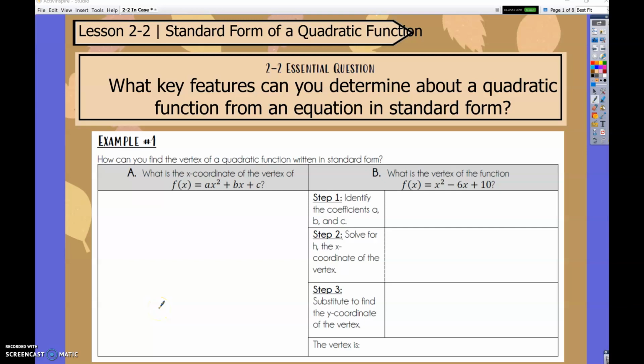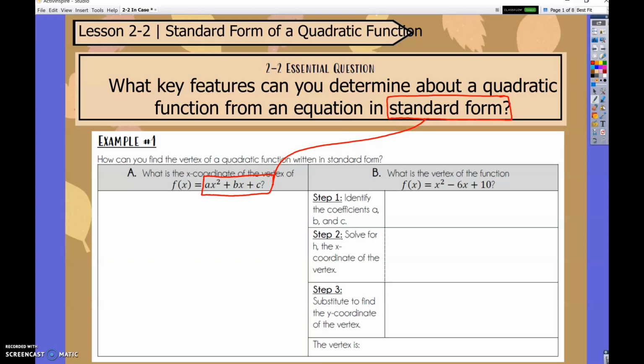For lesson 2.2, we're still going to be working with a quadratic function, but this time it's going to be in what we call standard form. It's probably the form you've most likely seen a parabola given to you in, and it is this, ax squared plus bx plus c. We worked with vertex form in the last section, and that helped us find a key feature, especially the vertex, but now we're going to be finding key features from the standard form.